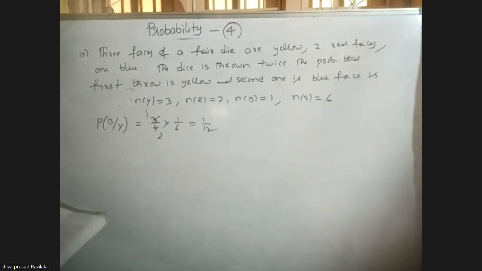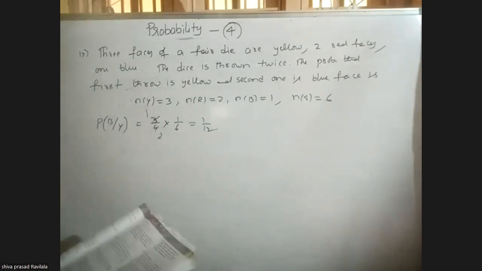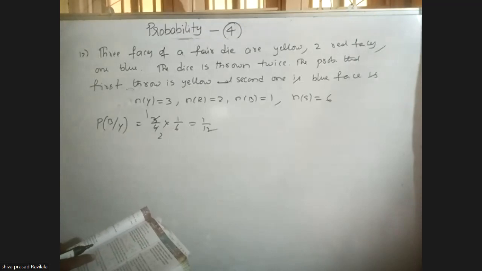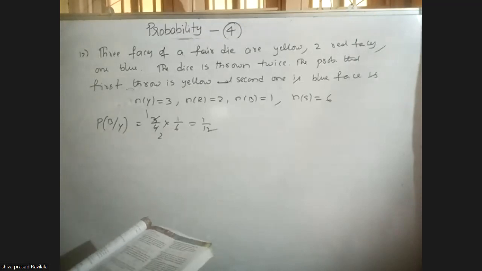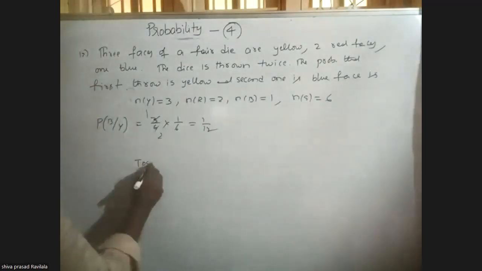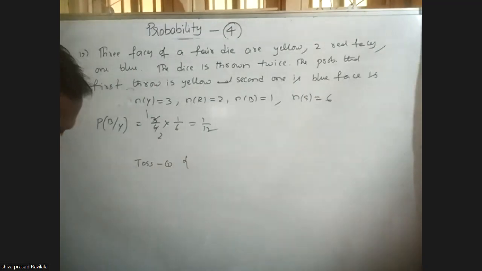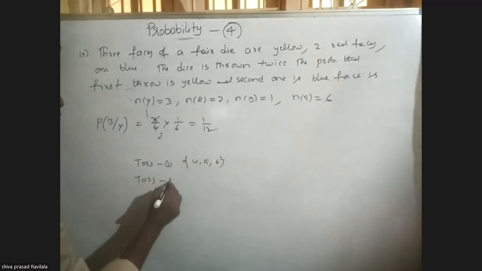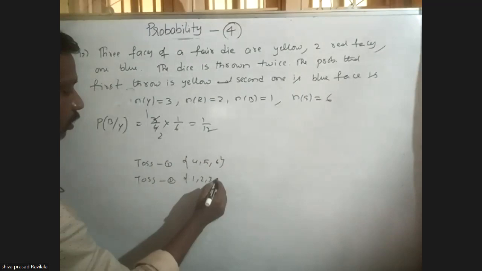Same, one more question. Listen. If a die is tossed twice, 2 times, the probability of getting 4, 5, 6 on the first toss and 1, 2, 3, 4 on the second toss. The die is thrown 2 times. First toss 4, 5, 6 and second toss 1, 2, 3, 4. In the first toss we should get 4, 5, 6, and in the second toss, they give 1, 2, 3, 4.